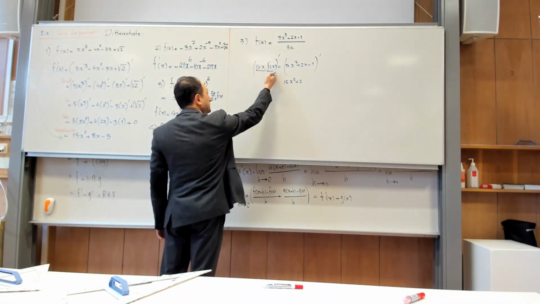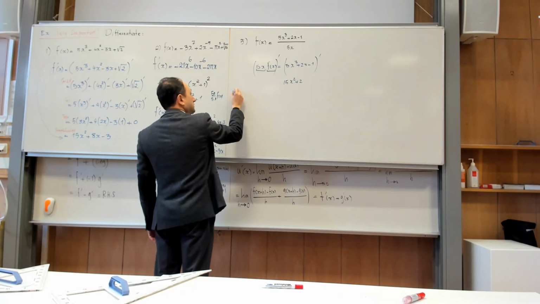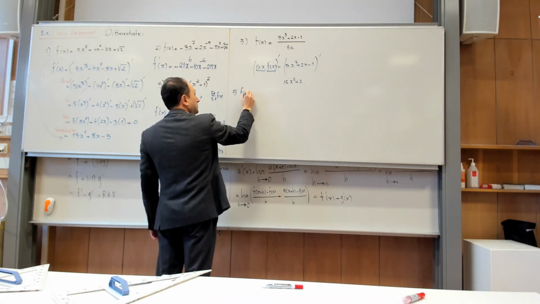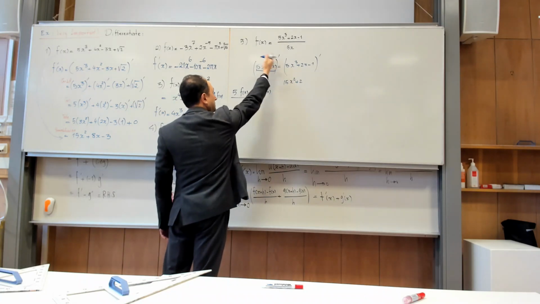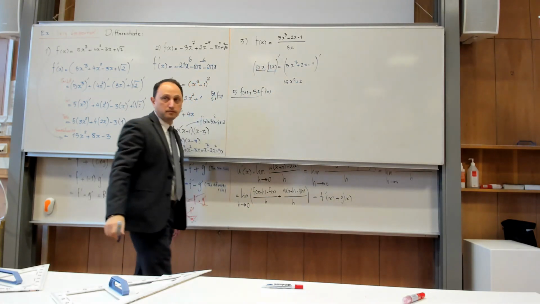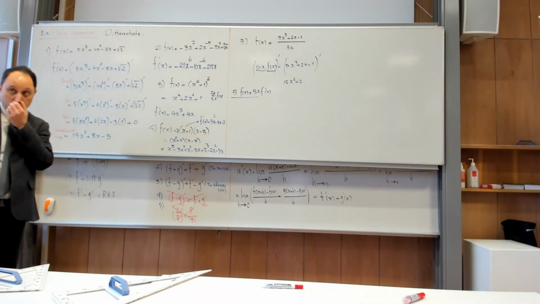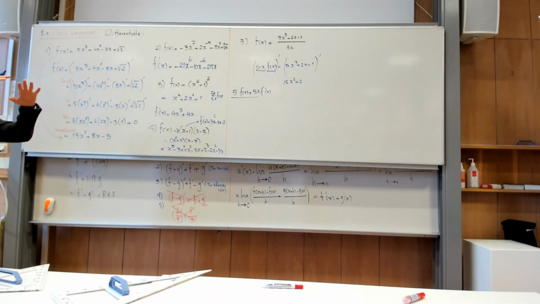So the derivative of this you will see in the future. But you can divide 5 by x. f of x plus 5x f prime of x. This is the answer to this. Can't you divide by x there? No, x is on the other side, so you have to differentiate.